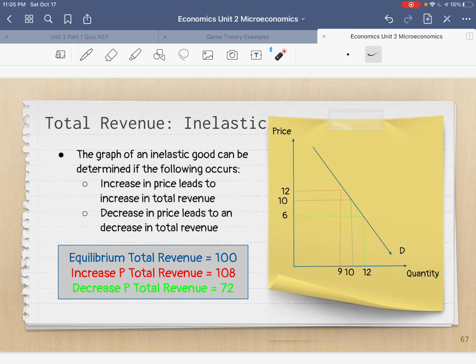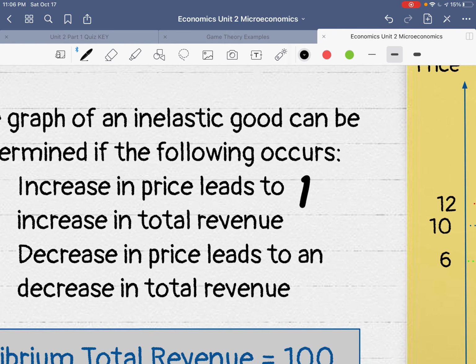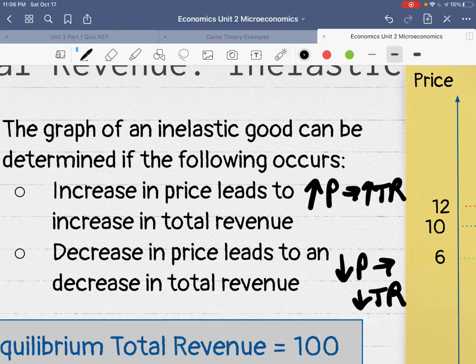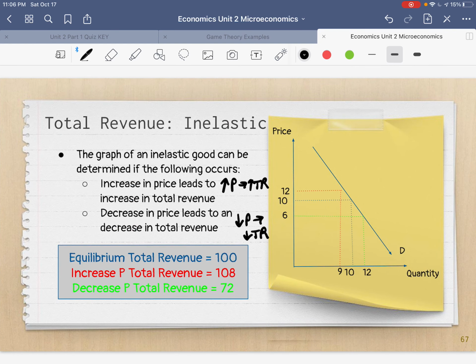So an inelastic good can be determined with total revenue. The following happens. Shorthand it with me: an increase in price leads to an increase in total revenue, or a decrease in price leads to a decrease in total revenue. Okay, that's how we have to remember those. The shorthand is a lot easier to remember. So again, I made the equilibrium total revenue the same, 10 times 10 is 100.